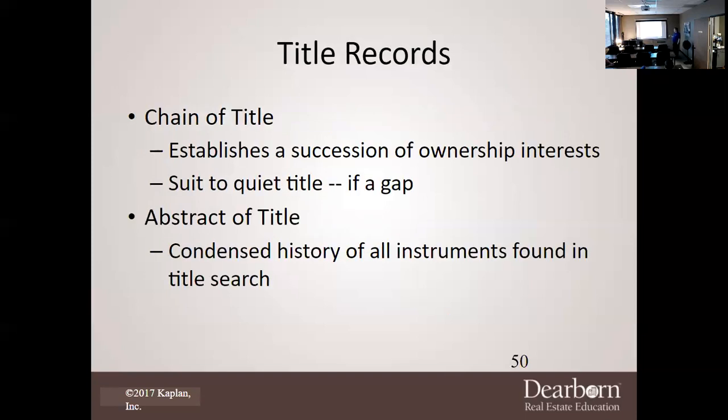The chain of title is going to establish a succession of ownership interest. Again, we talked about the suit to quiet title. If there's a gap, the abstract of title is going to be the condensed history of all instruments found. Basically, what an abstract of title is, it's literally, Mr. Eugene, they give you this form and it tells you all the way back to the very beginning who owns your property and everything about that property. It's kind of like your financial credit report, but in regards to your property. Okay, it tells you everything.